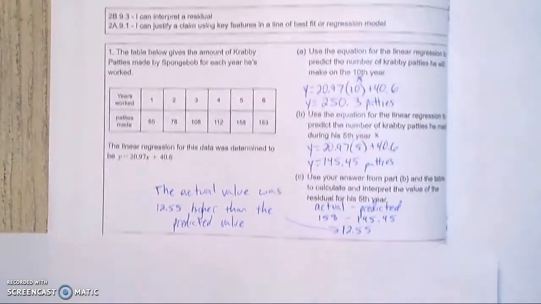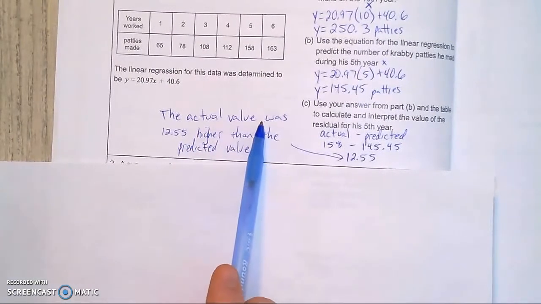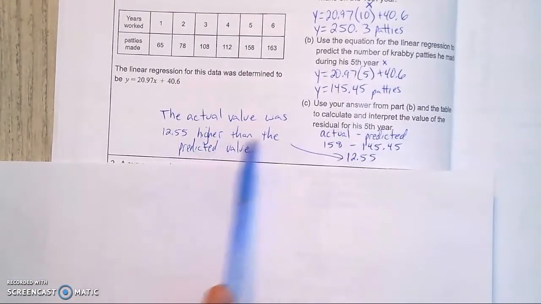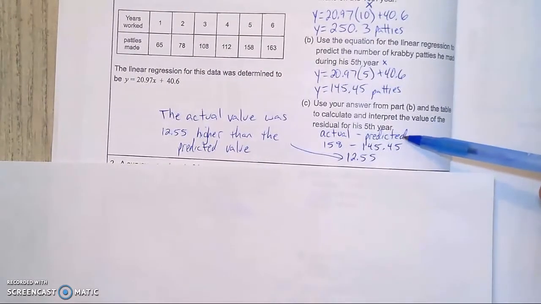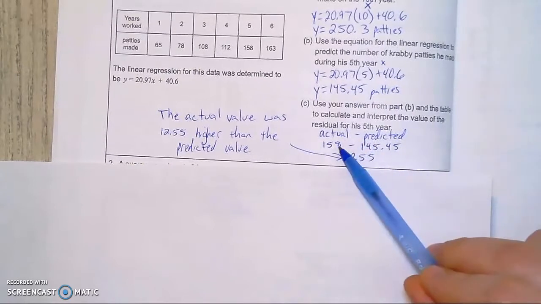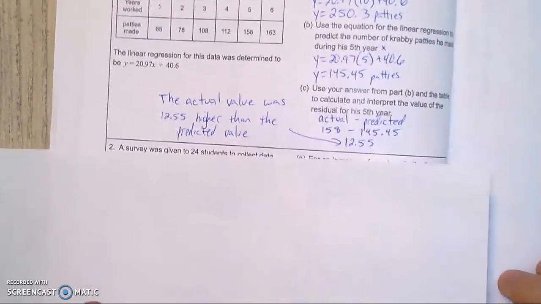I can then interpret that residual, since it's positive, as saying the actual value was 12.55 higher than the predicted value. And that means we under-predicted. Our prediction was lower than the actual value. So you could also say we under-predicted by 12.55. Moving on here to number 2.